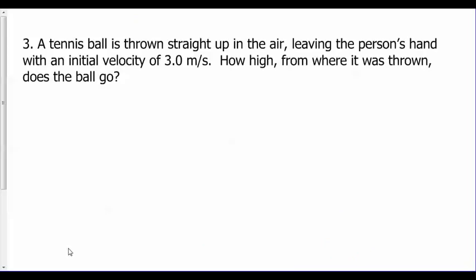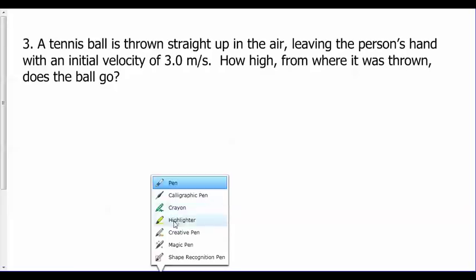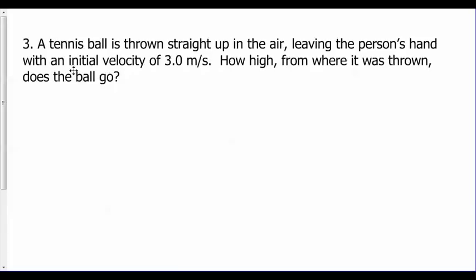Pause the video if you feel like you could be working on this by yourself, and then play it again. But I'm just going to keep going. A tennis ball is thrown straight up in the air, leaving the person's hand with an initial velocity of 3 meters per second. How high from where it was thrown does the ball go? Let's write everything that we know.